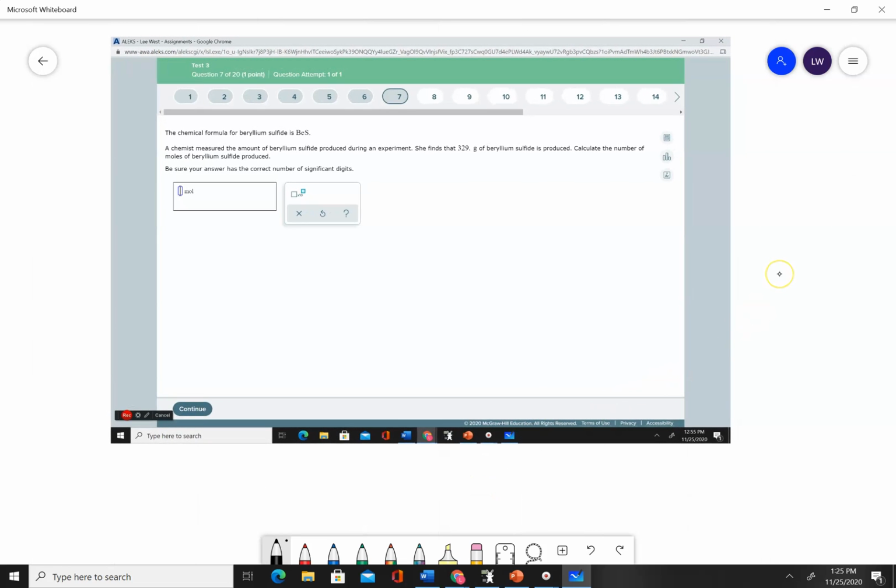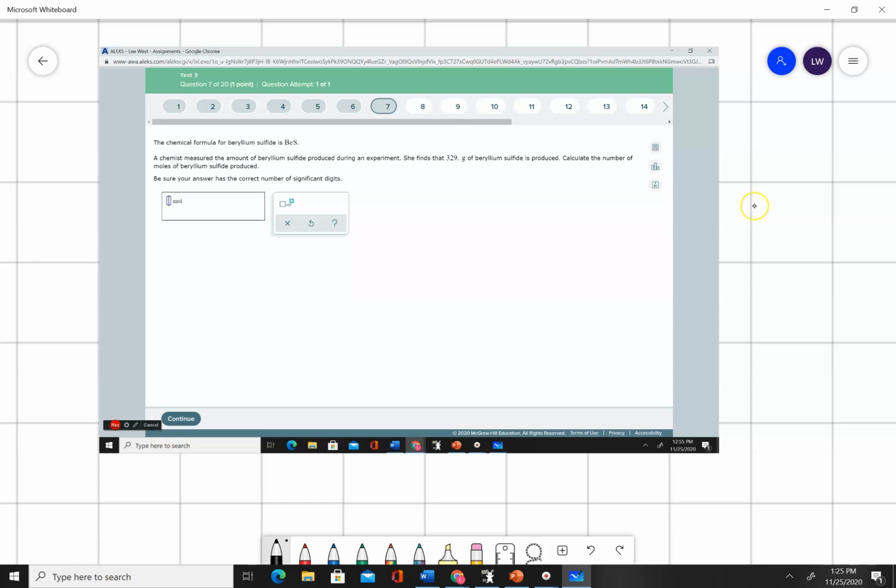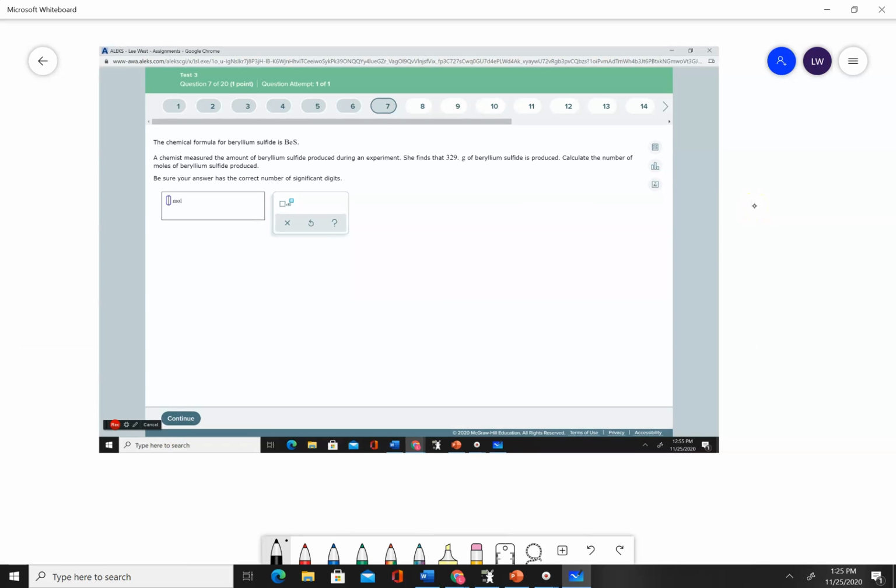Okay, the chemical formula for beryllium sulfide is BeS. A chemist measured the amount of beryllium sulfide produced during an experiment. So it's the product of the reaction. She finds that 329 grams of beryllium sulfide is produced. Calculate the moles of beryllium sulfide produced.